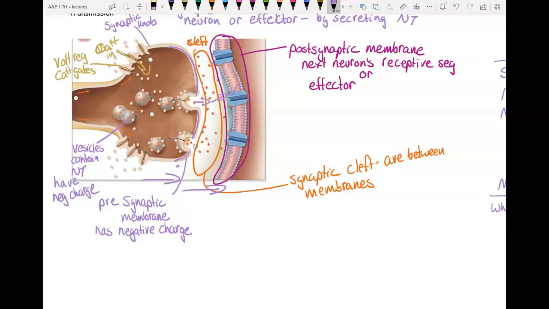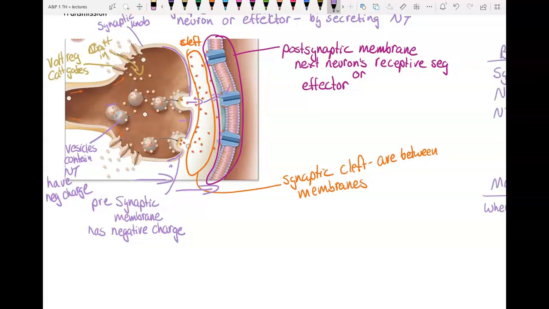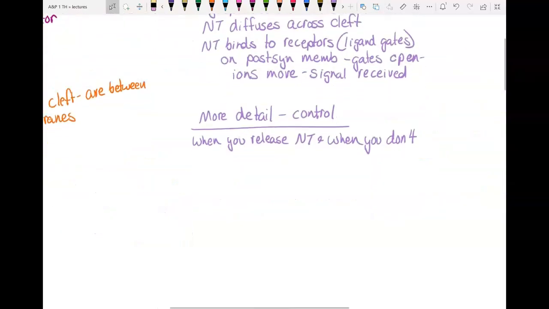So remember when I said that it would be important that the presynaptic membrane has a negative charge? This is where that comes in. The vesicles and the presynaptic membrane both have a negative charge. So remember, like charges repel, right? Opposites attract, likes repel.